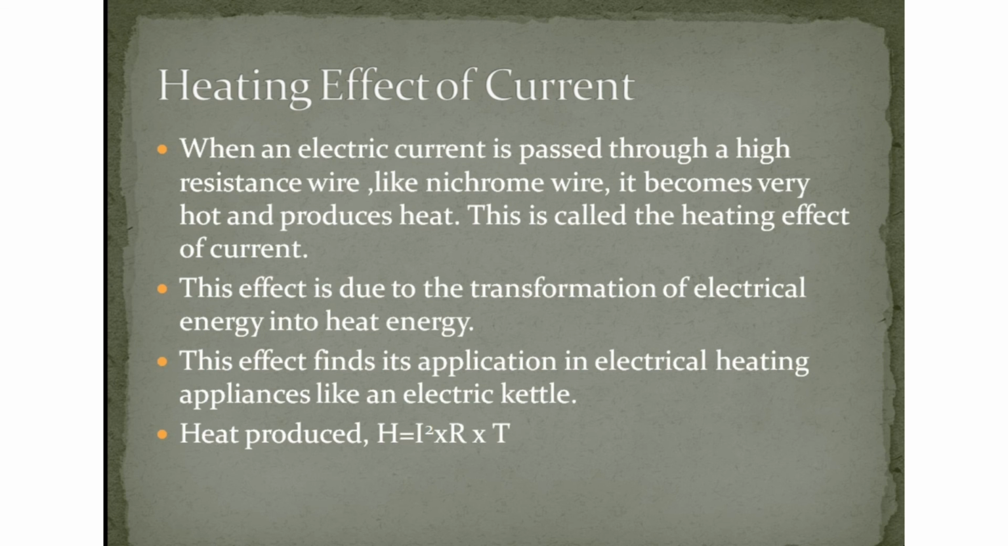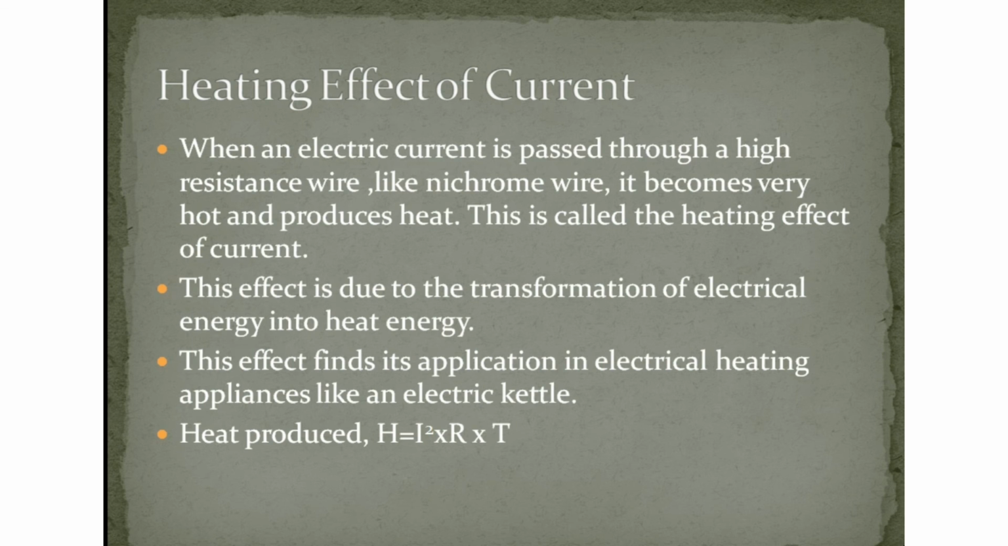This is nothing but the heating effect of current. So when an electric current is passed through a high resistance wire like nichrome wire, it becomes very hot and produces heat. This is called the heating effect of current. Now, why does this effect come into play? This effect is due to the transformation of electric energy into heat energy, and this effect is used in electrical appliances where heat is required.